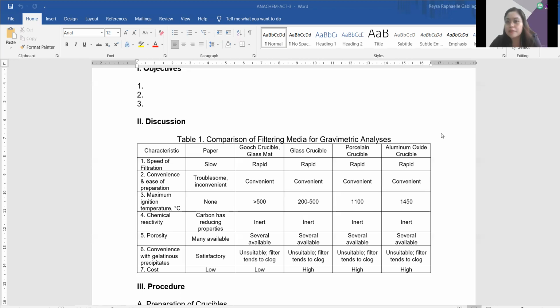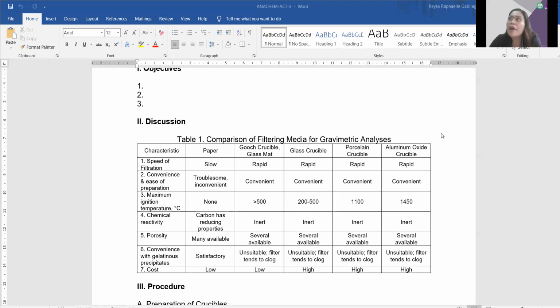They can provide a rapid filtration process, unlike the filter paper. They are convenient to use. They can withstand heat even more than 1000 degrees Celsius. And unlike the filter paper, they are inert, meaning they don't react with the chemical substance that we are filtering.